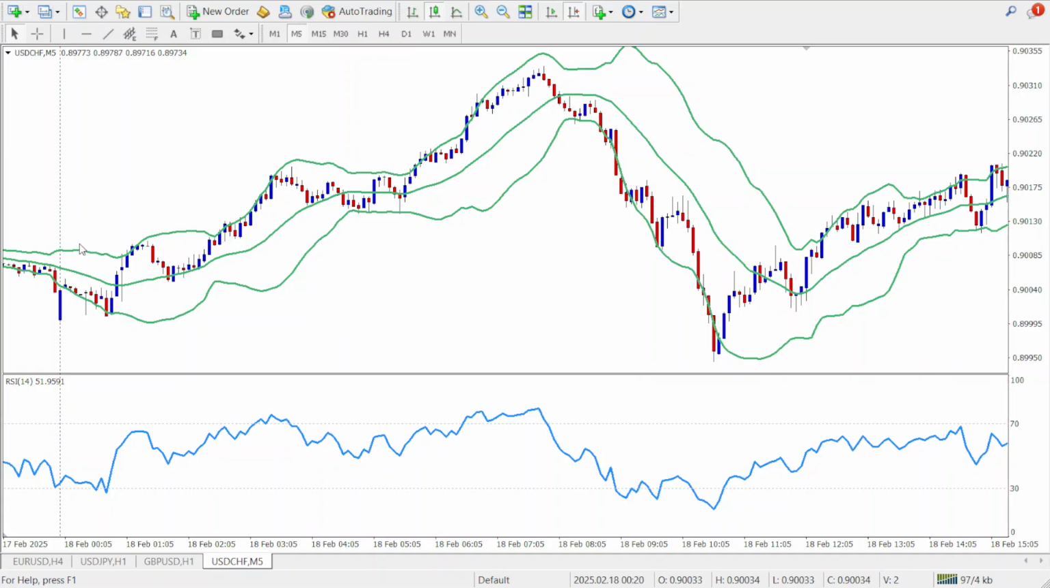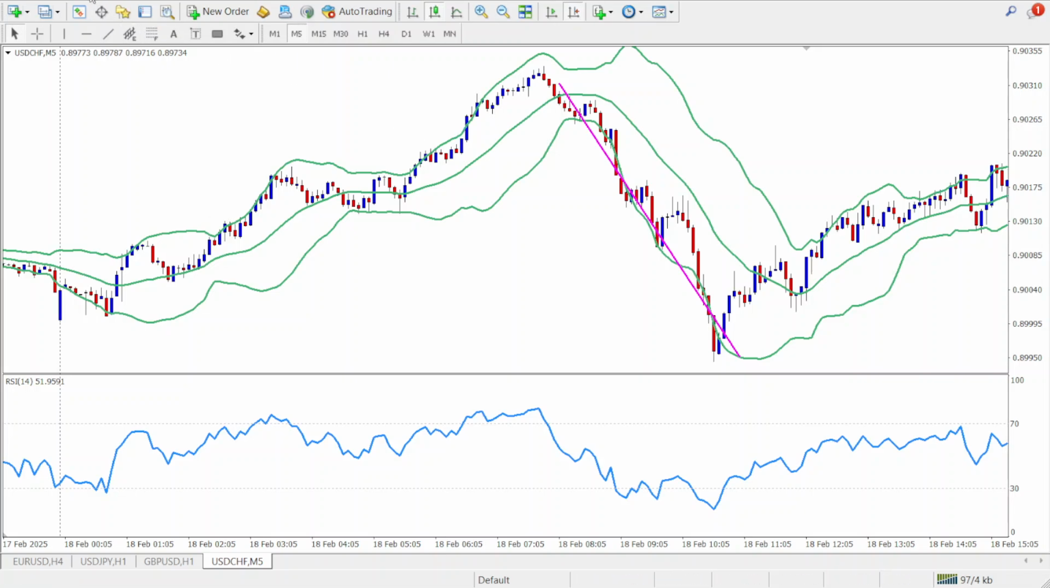Now, while Bollinger Bands are a powerful tool on their own, combining them with other indicators can give you a better edge in the market. For example, combining it with the relative strength index. You can combine Bollinger Bands with RSI to identify overbought and oversold conditions. If the price touches the upper band and the RSI shows an overbought condition, it's a strong signal that a reversal might happen.